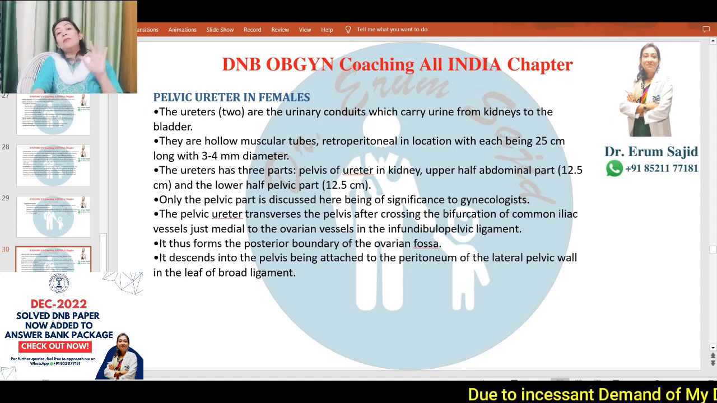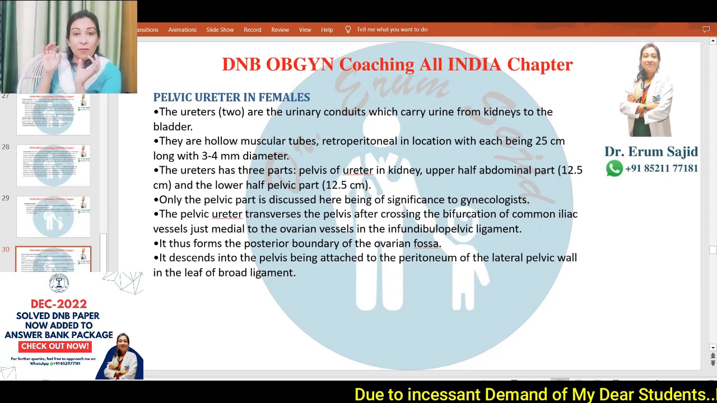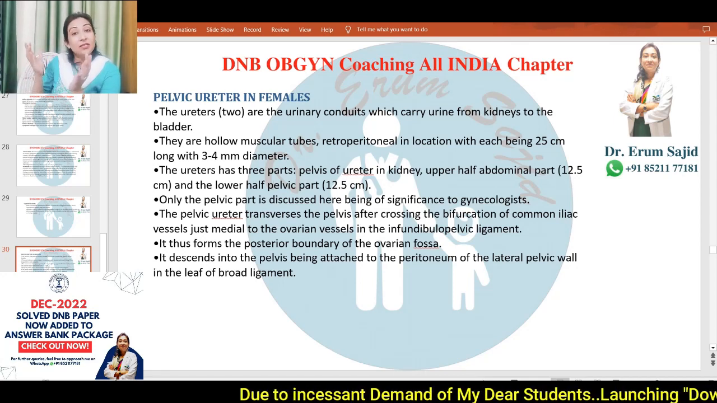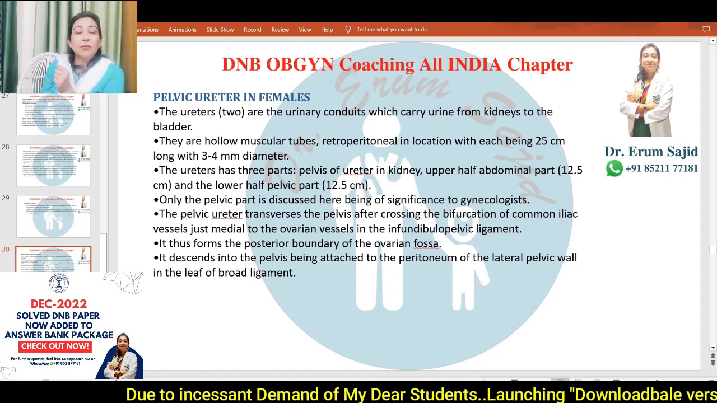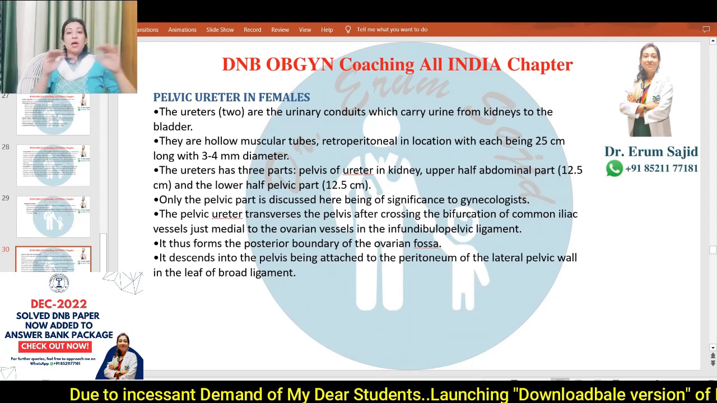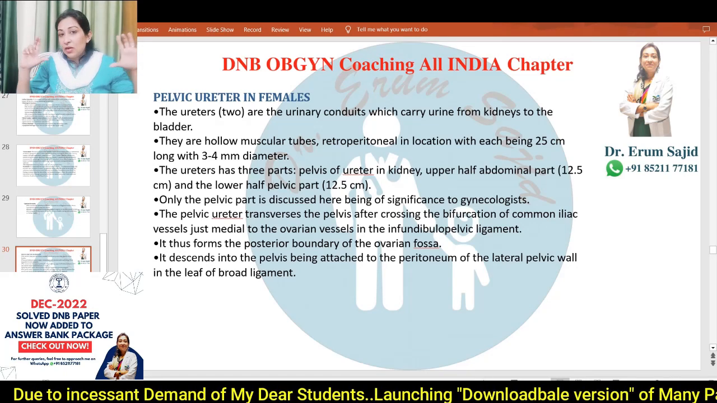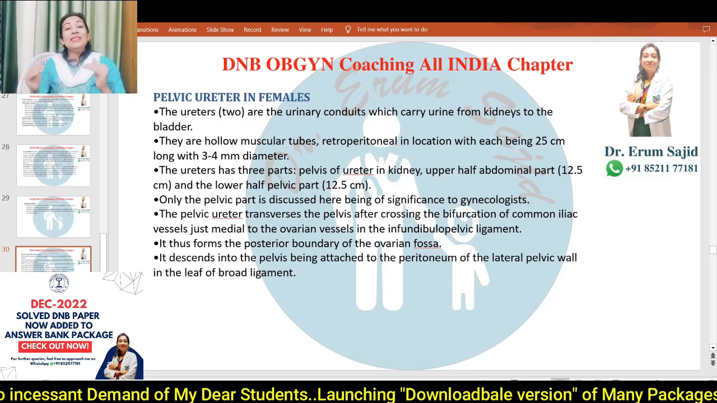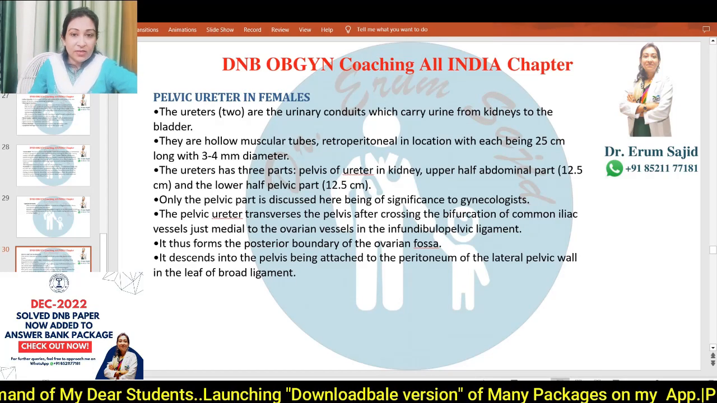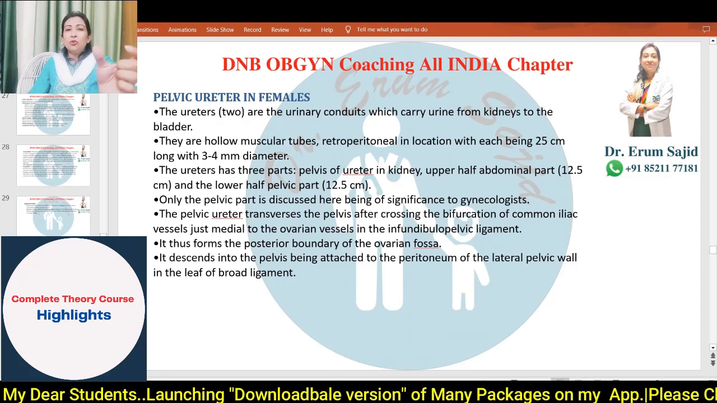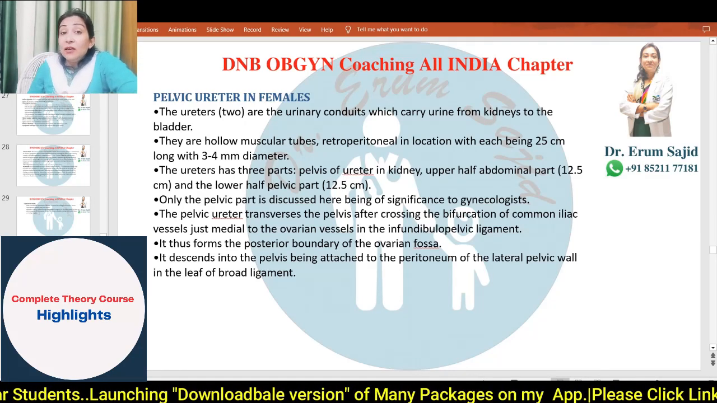So they basically have three parts. One is the part which is there in the kidney itself, the ureter in the pelvis of the kidney. Then starts its abdominal part, which is the upper half, around 12.5 centimeters, the total length being 25 centimeters. And then comes the lower half, which is the pelvic part, which is 12.5 centimeters itself. And the diameter is around 3 to 4 millimeters. And why do I say that? Why is it important?